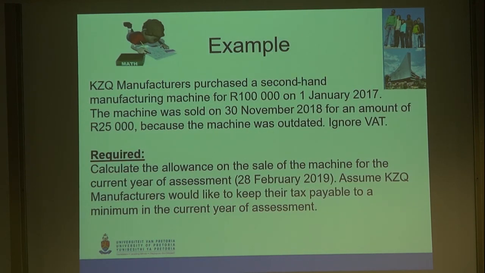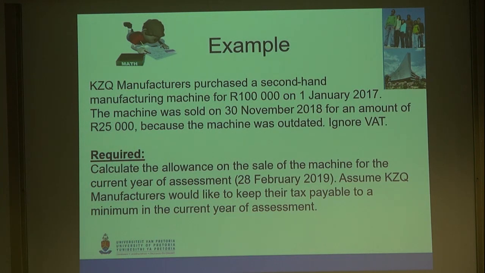We've got KZQ Manufacturers. They purchased a second-hand machine for 100,000 Rand on the 1st of January 2017. The machine was sold on the 30th of November 2018. Okay, they've got a 28 Feb year end. It was sold for 25,000 Rand. And now they give us the reason.